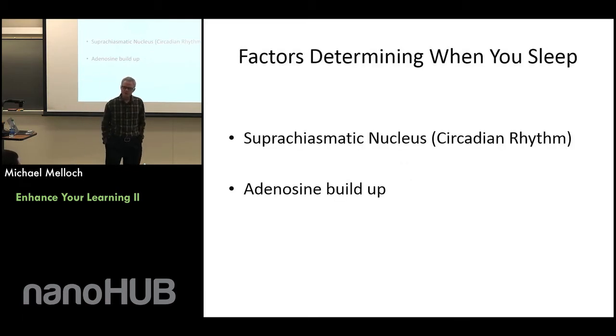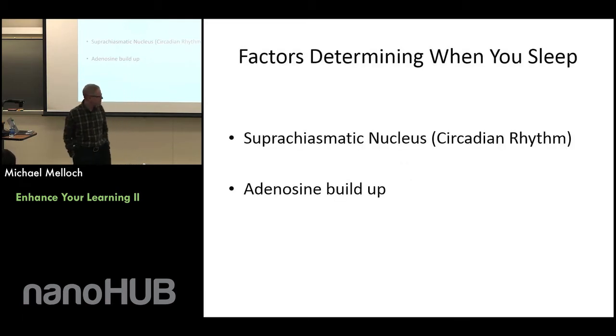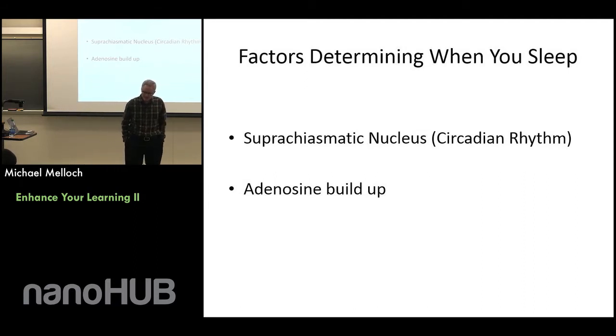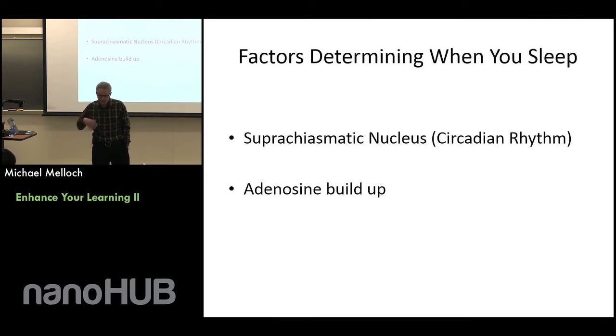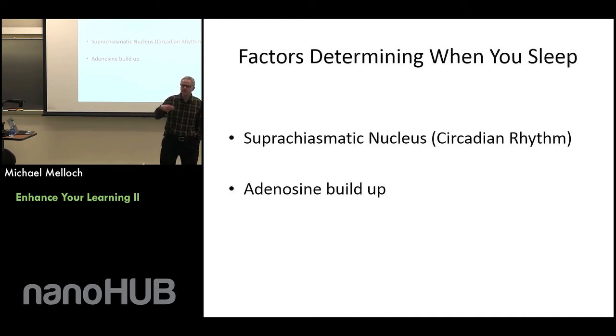Okay, what determines when you sleep? Oh, there's two things. You have a suprachiasmatic nucleus. That's a part of your brain that determines that 24-hour cycle, your circadian cycle. And it does that by a chemical messenger called melatonin. It turns out our rhythm is actually a little longer than 24 hours.